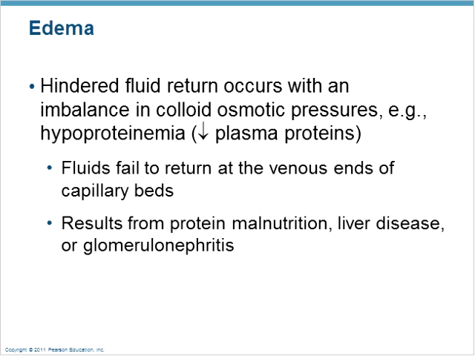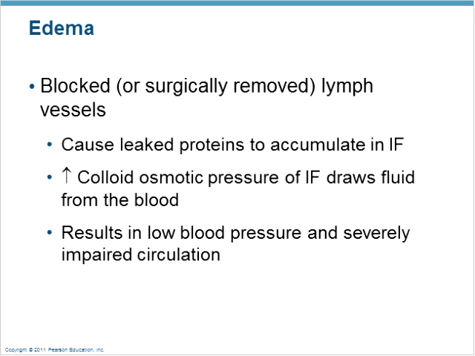What happens with edema is there's a hindered fluid return, which occurs with an imbalance in the colloid osmotic pressures. In other words, the plasma proteins are diluted, and so the fluids fail to return to the venous ends of the capillary beds, and this results from protein malnutrition, liver disease, or glomerulonephritis. So a hindered fluid return is caused by those colloid pressures. If there's not enough protein in the plasma to hold the fluid in, the fluids never return. They go out into the tissue.